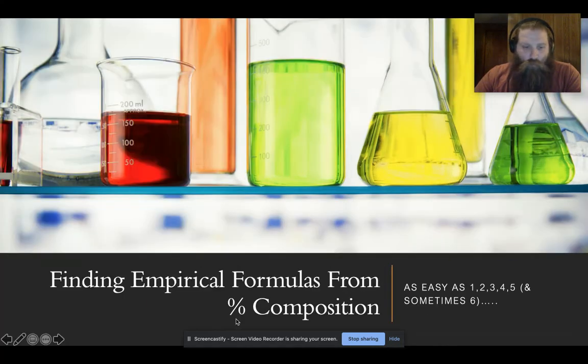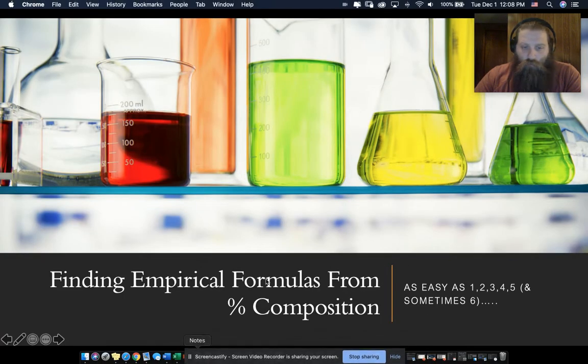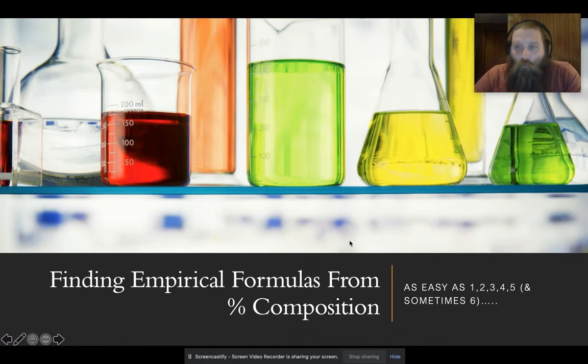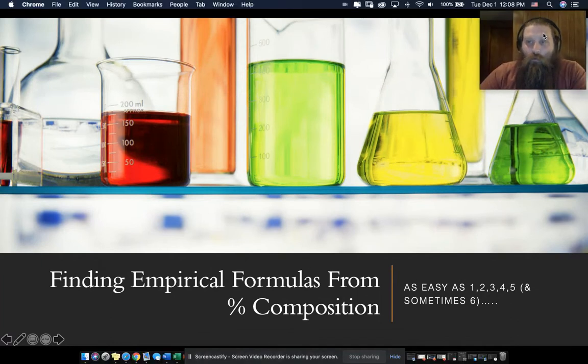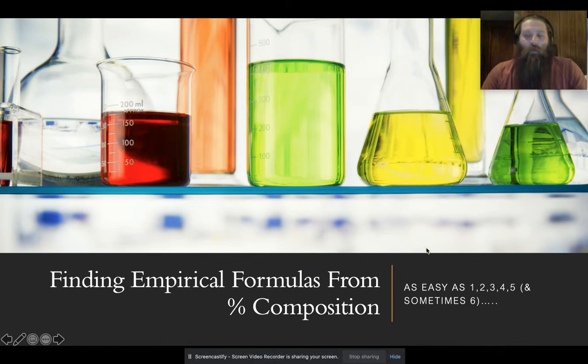All right. So in this video, we're going to look at finding empirical formulas from percent composition. And I have a little joke at the bottom. It says as easy as 1, 2, 3, 4, 5, and sometimes 6. So there are 5 steps that you have to go through in order to get this calculation down. Sometimes there's a 6th step.